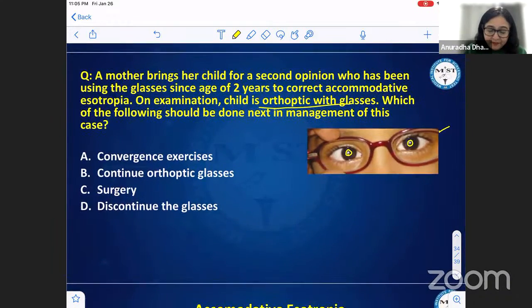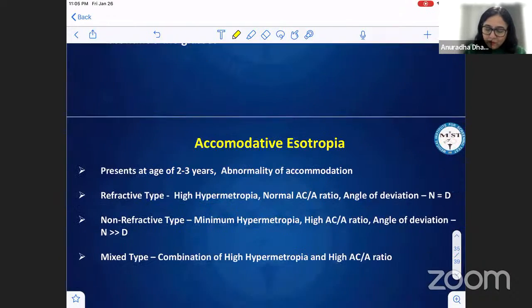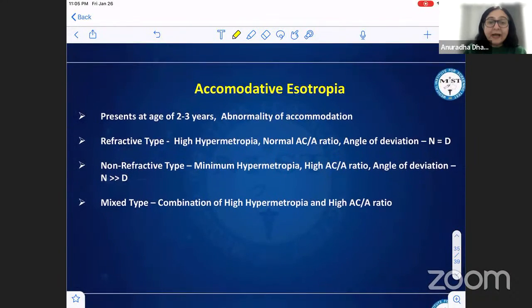Now, what should be the next step in the management of this case? Shall the child be advised convergence exercises, or continue with the orthoptic glasses which the child is wearing, or opt for surgery for the squint, or discontinue the glasses? Now, before we answer this question, let me briefly tell you about accommodative esotropia.